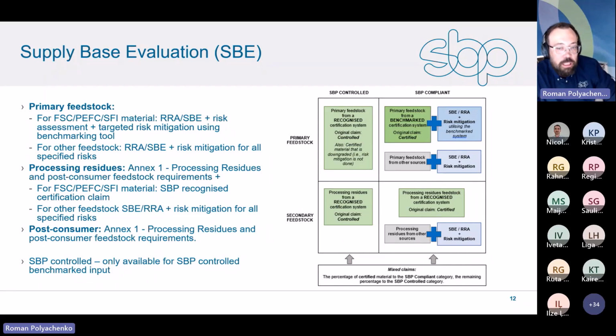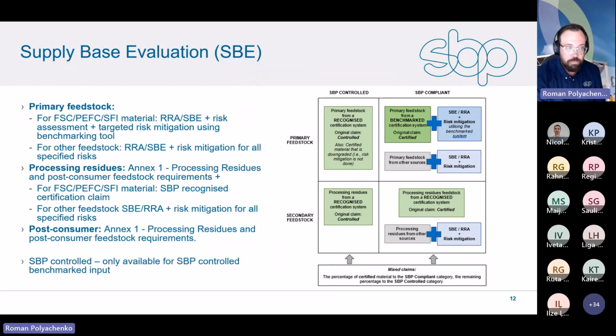In case of primary feedstock, supply base evaluation is always required. This is a big change compared to the current standard, where we had this green lane for FSC and PFC feedstocks. This is not available anymore for primary feedstock. However, sourcing primary feedstock with the claim of a so-called SBP benchmarked scheme, for example, FSC, may help to manage risks. Another important aspect is that there are two types of risk assessment: SBP-endorsed RRA and company-owned risk assessment. As I promised, in the next slide, I will cover this in detail. So to recap, for primary feedstock, supply base evaluation is always required. Sourcing material with FSC or PFC claim can help to manage risks.